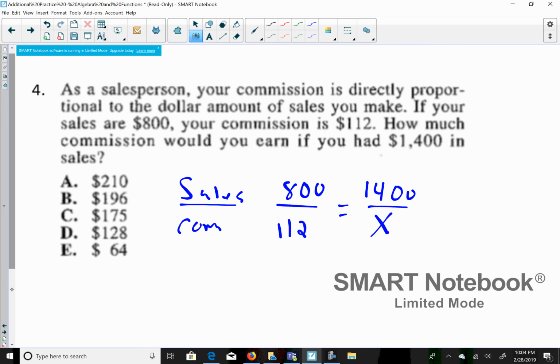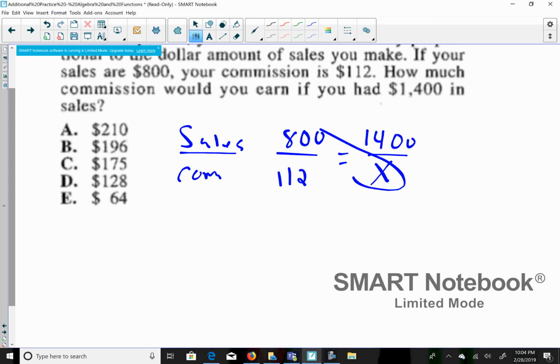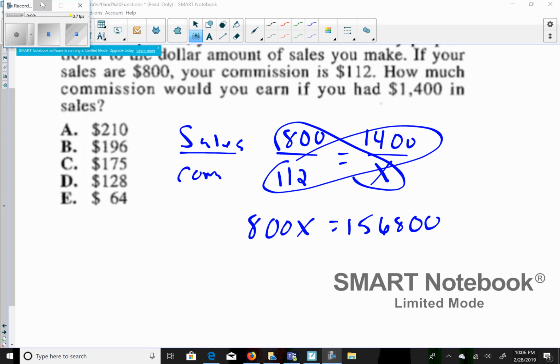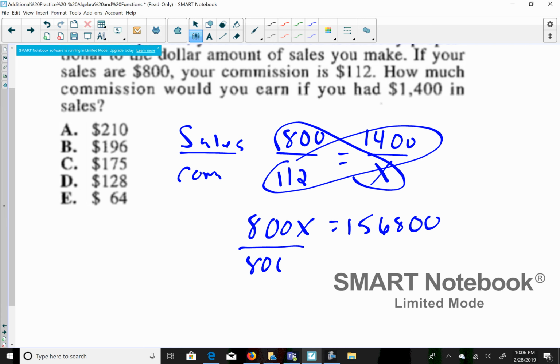To solve this, I'm going to cross multiply, and I'm going to have 800x is equal to 156,800. Divide both sides by 800. And I'm going to get x to equal 196. So I'm going to make $196 in commission, and that is choice B.